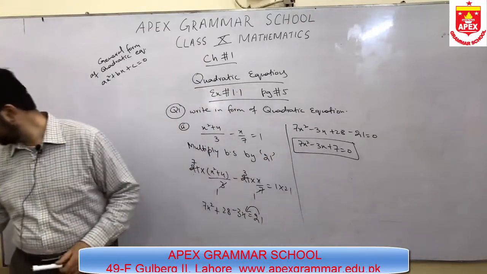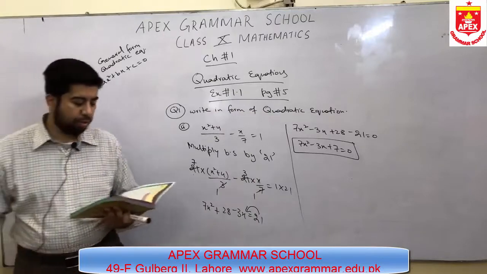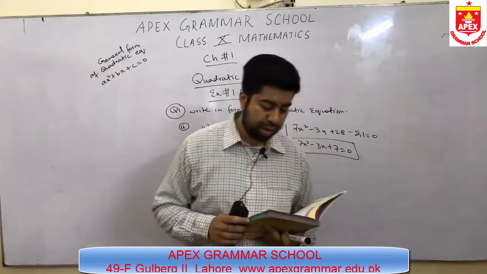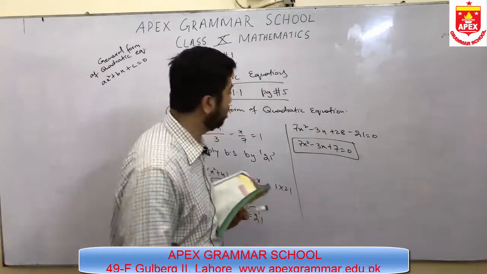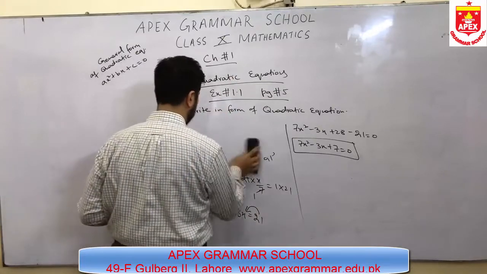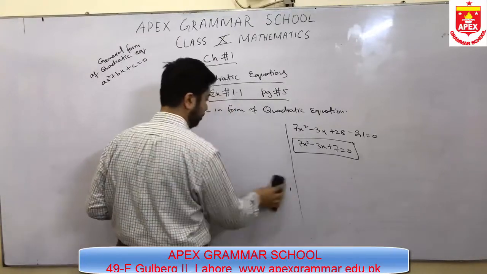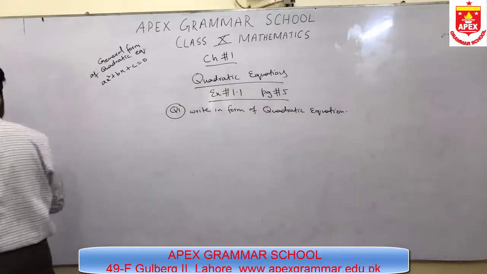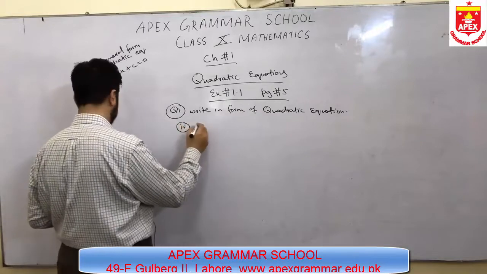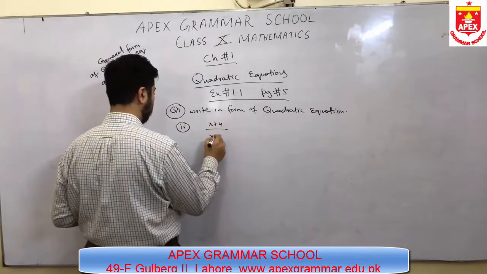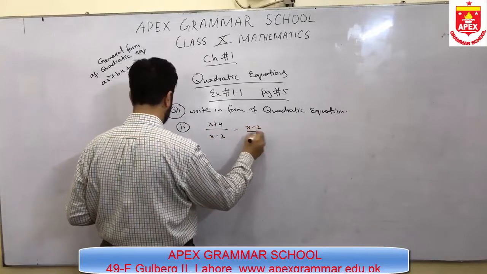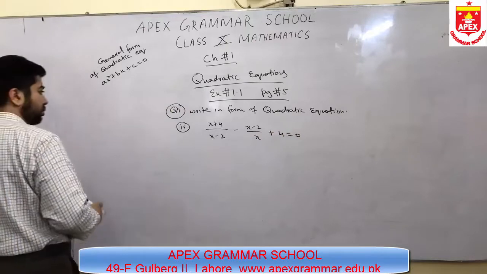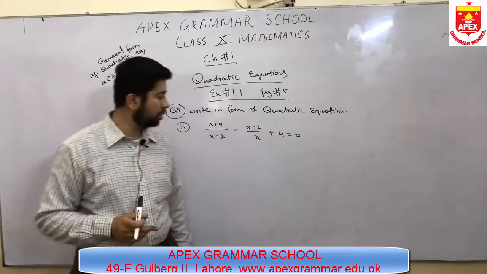After that, part third is just similar to part 2. You can write it on your own. And now we will talk about part number 4. Plus 4 is equal to 0. Again, this is the same situation.